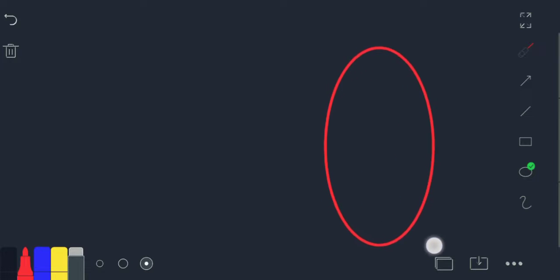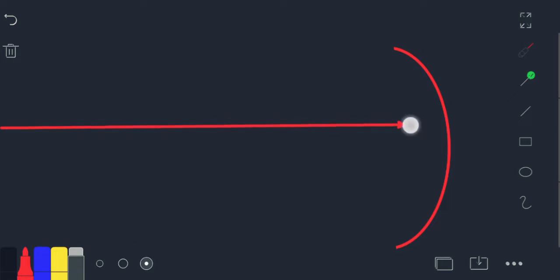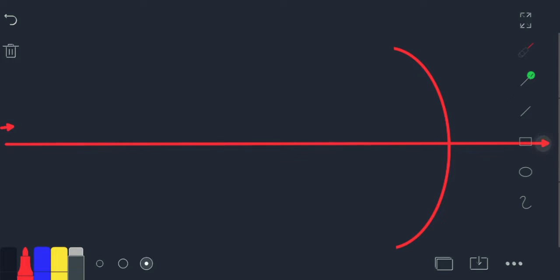First we'll draw a concave mirror, the last ray diagram. So this is our concave mirror, and this is the principal axis. A straight line passing through the center of the sphere is known as the principal axis. This is our focus. This is the center of curvature, and our object is placed at a very large distance, at infinity. So maybe here our object is placed, this is a very large distance.